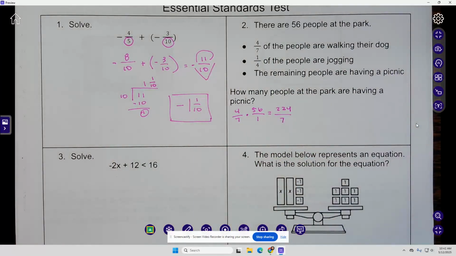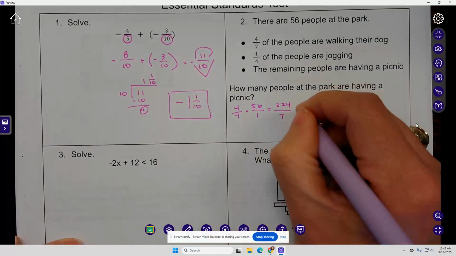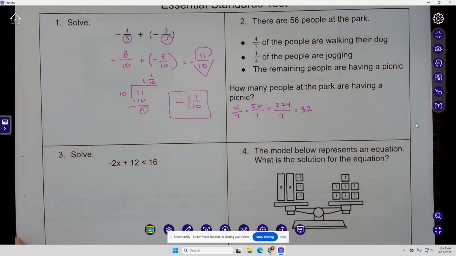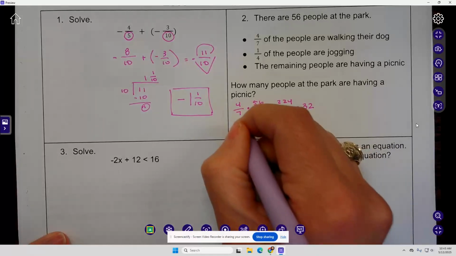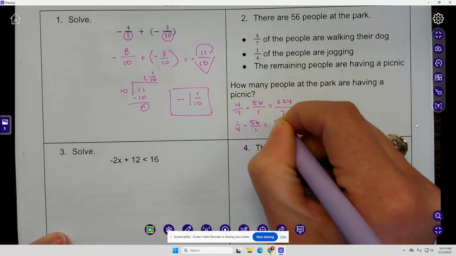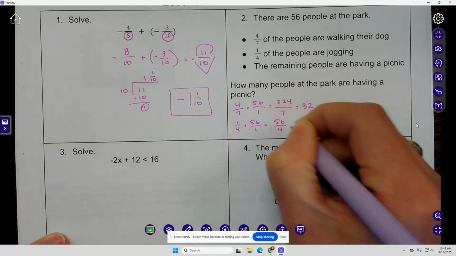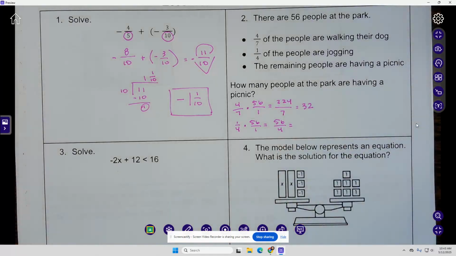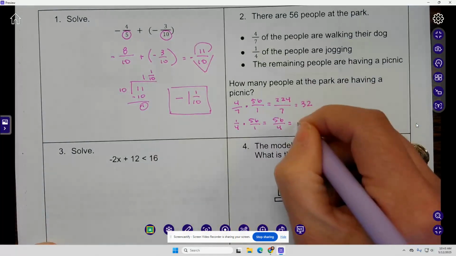And then to solve, I'm going to divide. So 224 divided by 7 equals 32 people. So 32 people are walking their dog. I'm going to do the same thing with 1/4. That was 56 over 4 because they're both multiplied by 1. So 56 divided by 4 is 14.